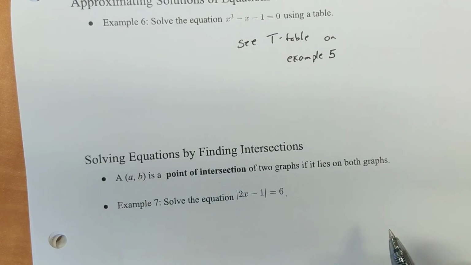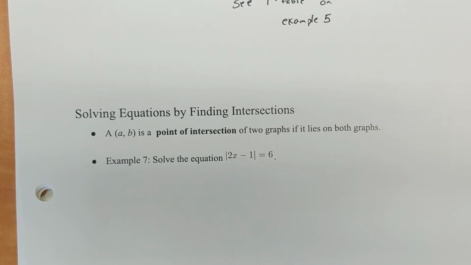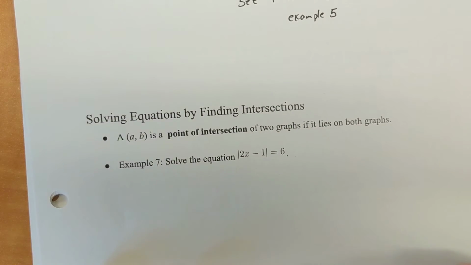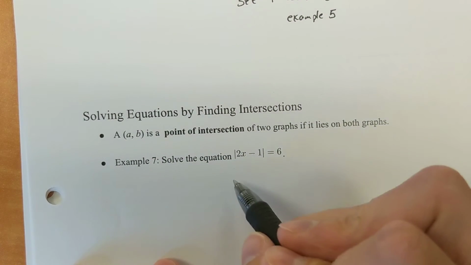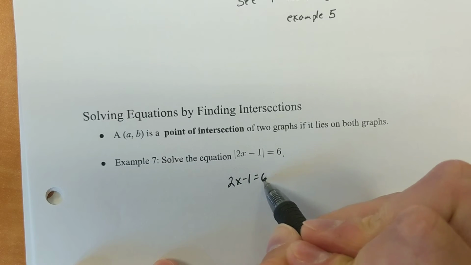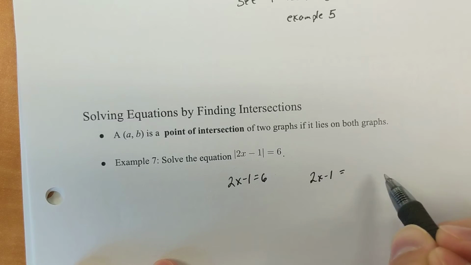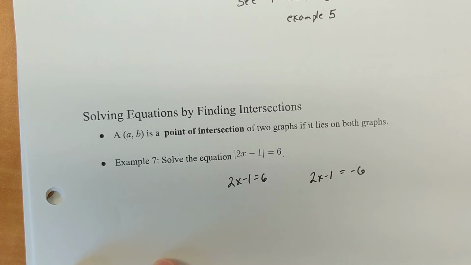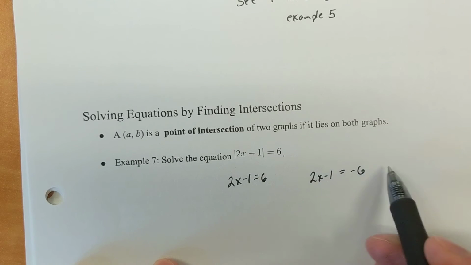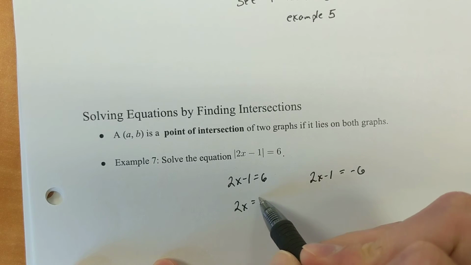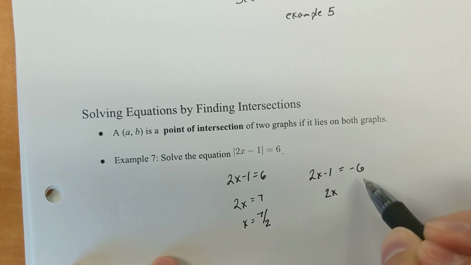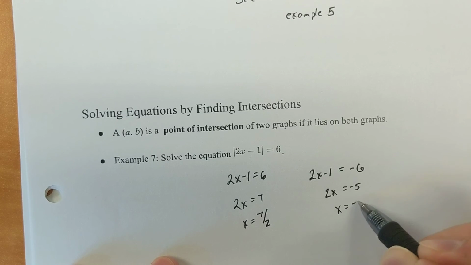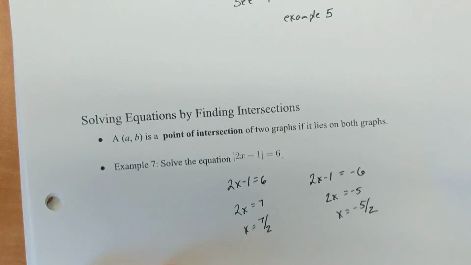All right, so here, by finding intersections, you solve the equation like this, if it lies on both graphs. There's another way to do it, and that's actually just to solve the equation, which we'll do this way. So 2x minus 1 is equal to 6, and then 2x minus 1, since it's an absolute value, also has to equal negative 6, because the absolute value function equals a positive and the negative value. If I add the 1 across, I get 7, which makes this 7/2. If I add the 1 across here, I get negative 5, which makes this negative 5/2. And that's the end of the section.